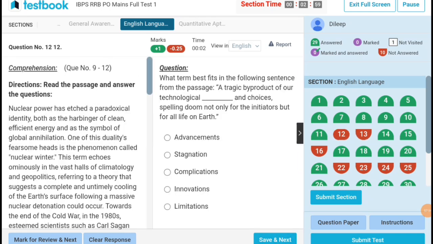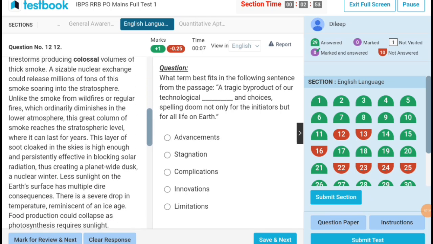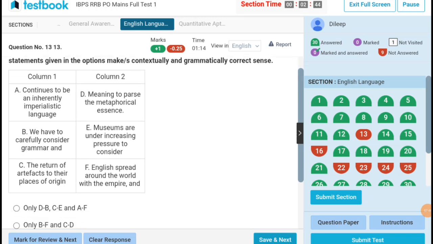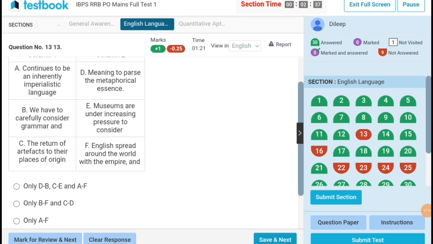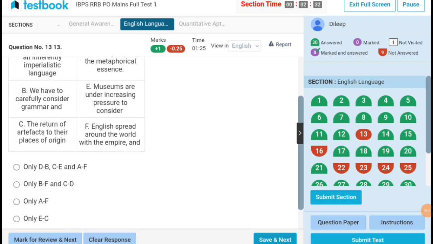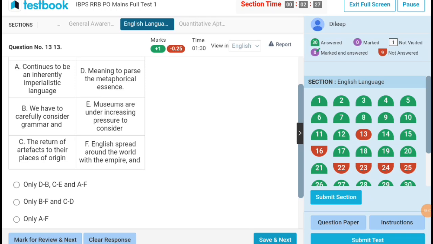War term based, a tragic byproduct of our technological advancements and continues to be an inherently imperialistic language. We have to carefully consider grammar. Lessons.